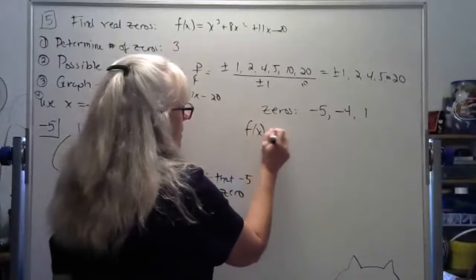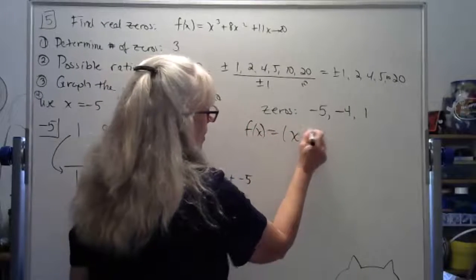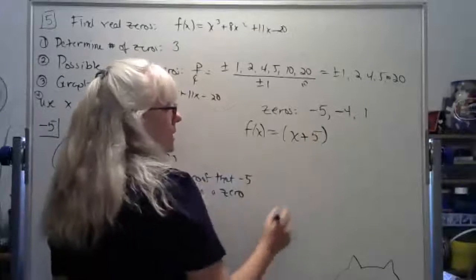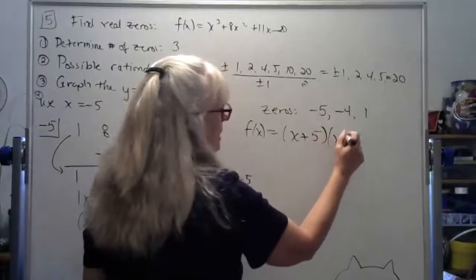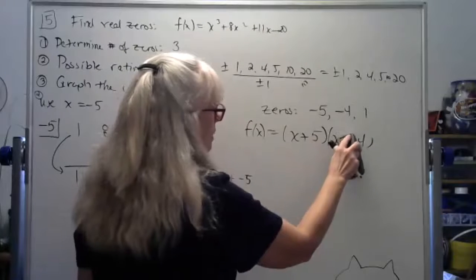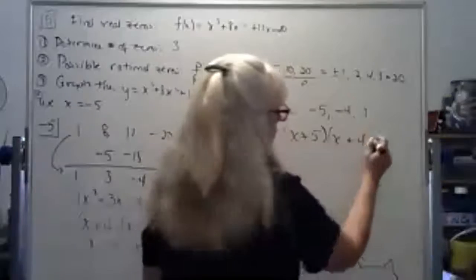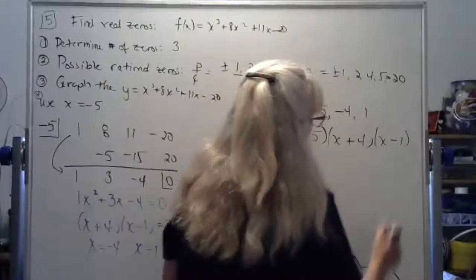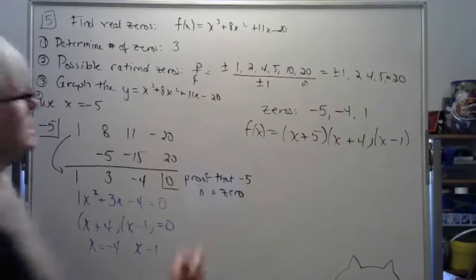So f of x is equal to, that -5 is going to come from an x plus 5. That -4 is going to come from an x plus 4. And that 1 is going to come from an x minus 1. Woohoo! Yay! We did it!